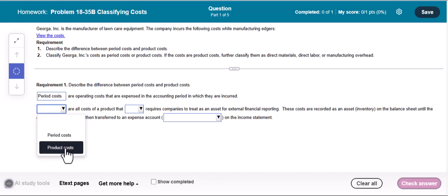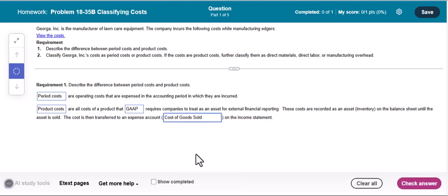And then product costs are all the costs of a product that GAAP, generally accepted accounting principles, requires companies to treat as an asset for external financial reporting. These costs are recorded as an asset, inventory, on the balance sheet until the asset is sold. The cost is then transferred to an expense account. And what's that expense account called on the income statement? You should know this by heart now. It's cost of goods sold on the income statement. So let's go ahead and check our answer.